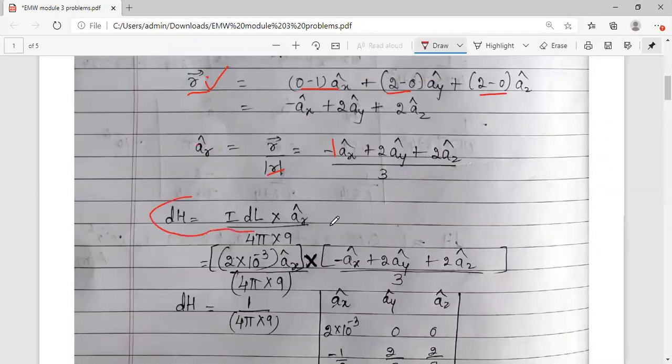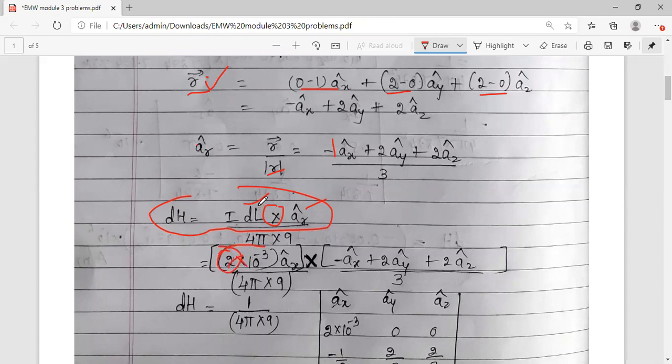See, dH is equal to I dL cross aR. Remember, this is not a multiplication, it's a cross product. Because we are multiplying two different vectors, we need to use the cross product. See, the current I is 2.